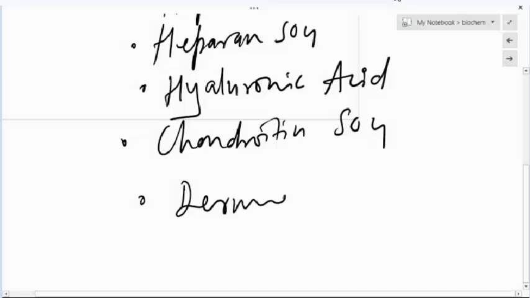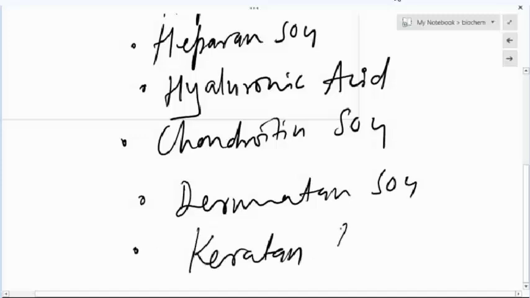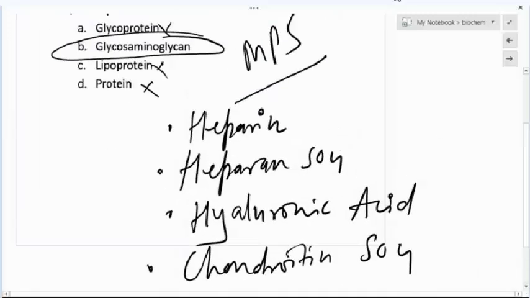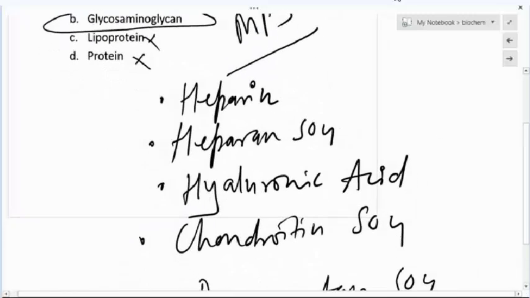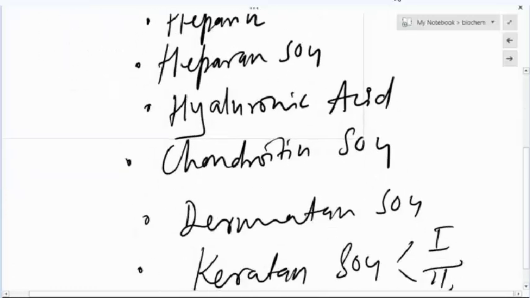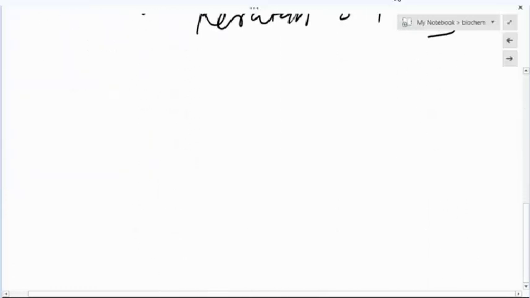Dermatan sulfate, then you have keratan sulfate, type 1 and type 2. So these are 7 types of glycosaminoglycan. So heparin is a glycoside. It's not a protein, it's a glycosaminoglycan.